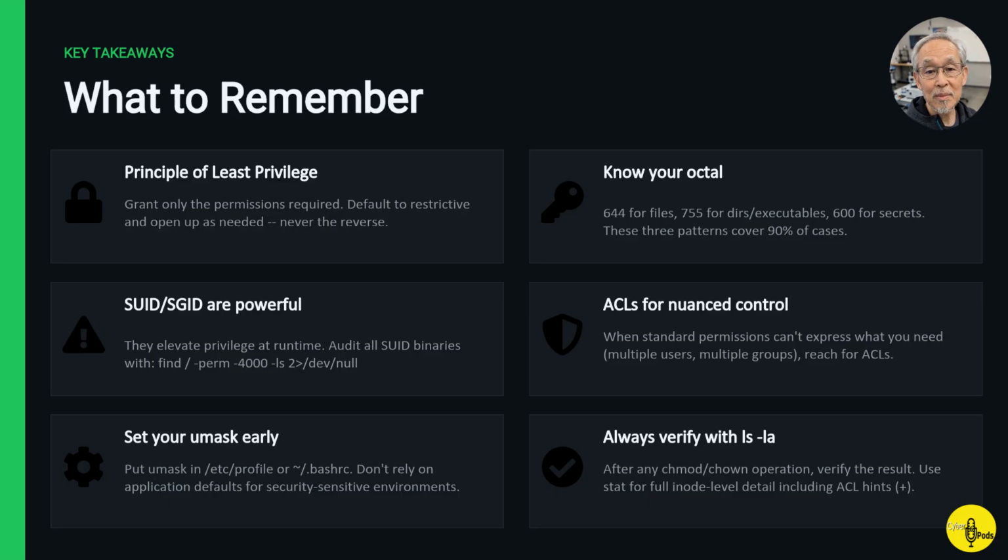6 things to remember from today. Most important: least privilege. Only give the access that's actually needed. 644, 755, 600 are common settings for normal files, directories, and secret files. Audit SUID files. Use ACLs when standard permissions aren't enough.